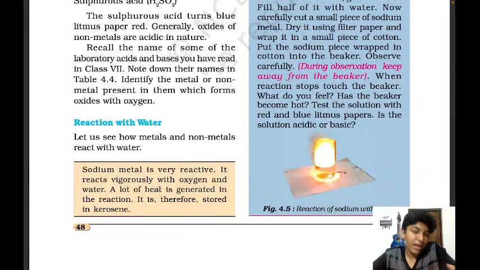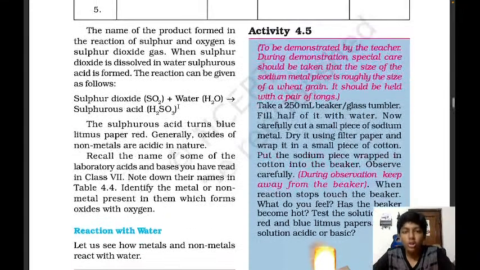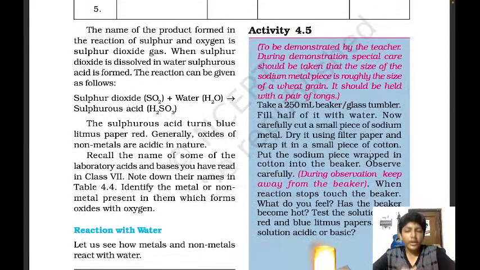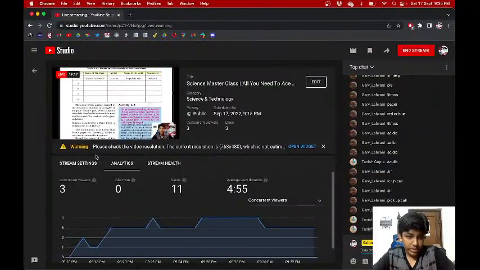So metals also react with water. Let us see how metals and non-metals react with water. Sodium metal is very reactive. It reacts vigorously with oxygen and water. A lot of heat is generated in the reaction. It is therefore stored in kerosene. So this question will come: why is sodium stored in kerosene? As this metal is very reactive with oxygen and water, it needs to be stored in kerosene, or it will react with oxygen and water, and a lot of heat will be generated. I hope this is clear. All right, let's continue.